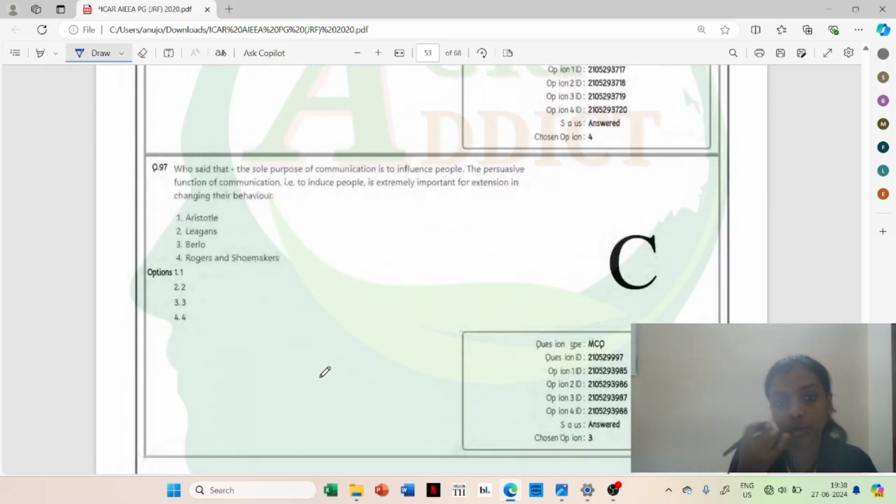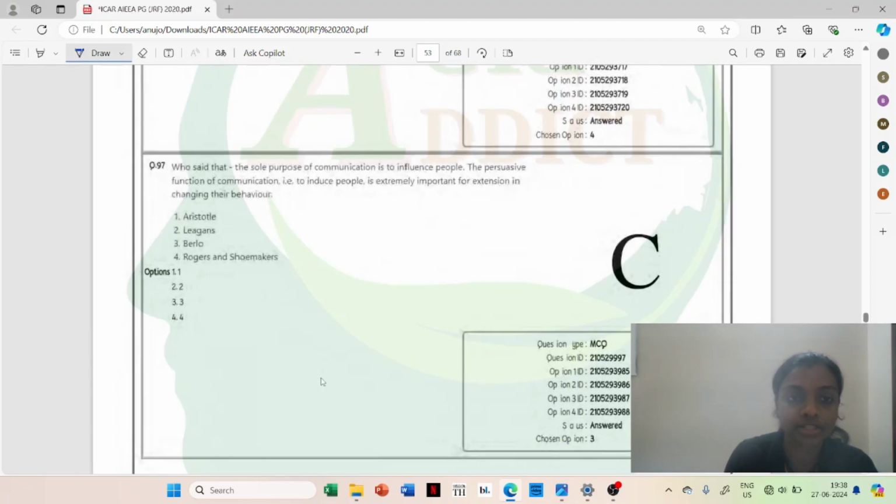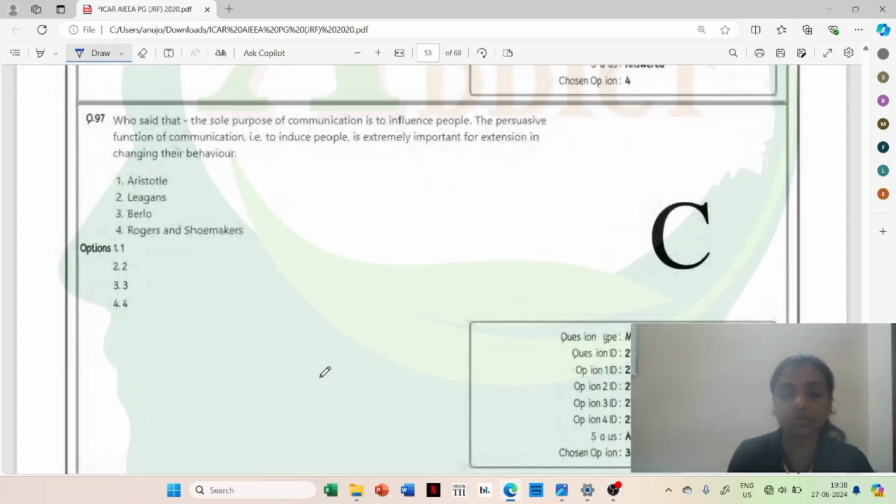Who said that the sole purpose of communication is to influence people? The persuasive function of communication, that is to induce people, is extremely important for extension in changing their behavior. So the definition, the sole purpose of communication is to influence people, is given by Berlow. Don't get confused. The purpose of communication is to persuade, is persuasion, is told by Aristotle. But the sole purpose of communication is to influence people was told by Berlow.